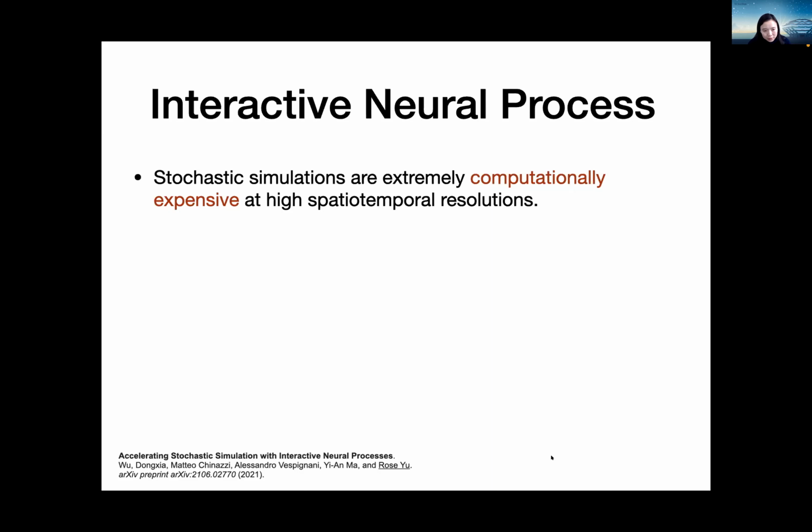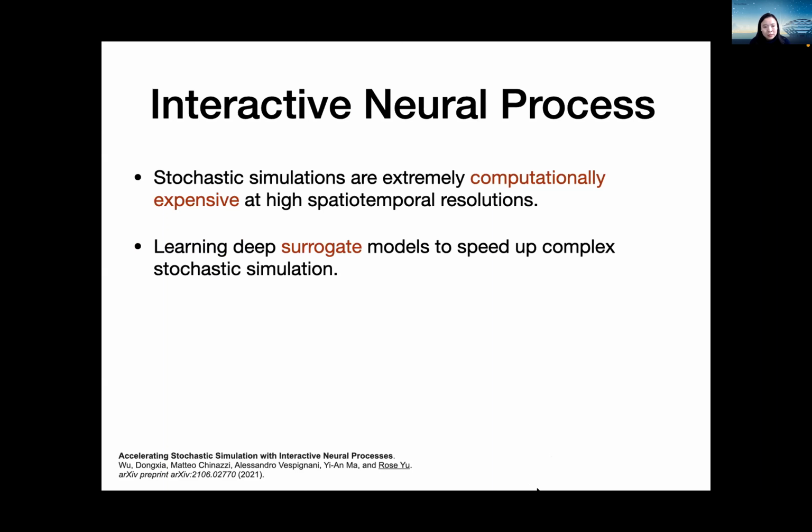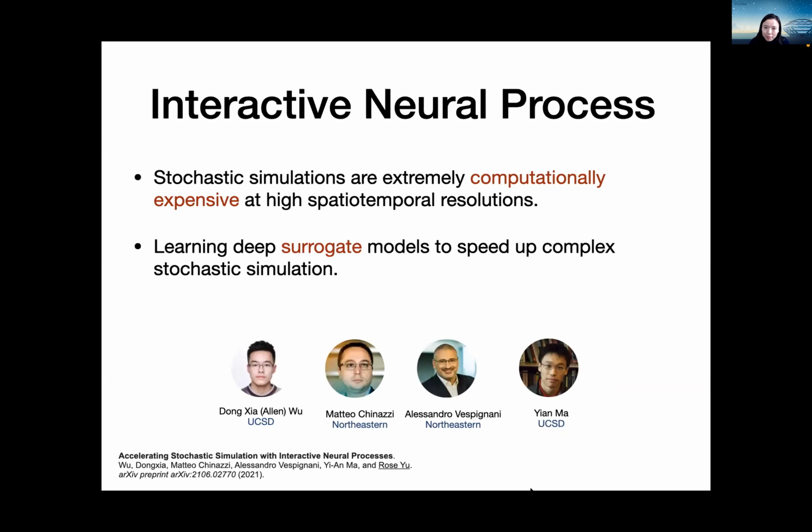Because of that, stochastic simulations these days are very expensive computationally. It typically takes a couple weeks to simulate a different scenario. So that's not sustainable. And the goal of this project as a follow-up of our previous work is to learn a deep surrogate model that can rapidly generate scenarios and speed up complex simulations. This is a work led by my PhD student, Alan, and again with our collaborators at UCSD and Northeastern.